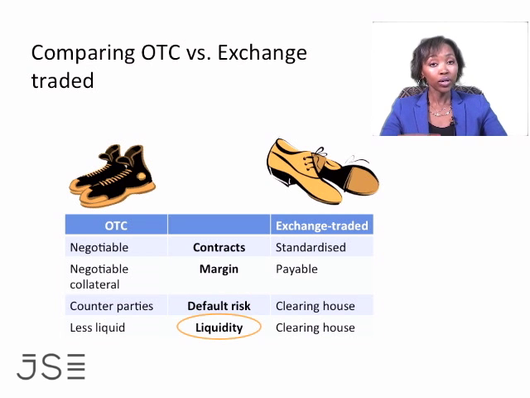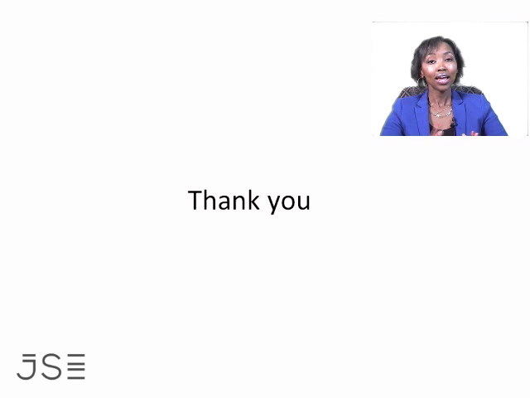In terms of liquidity, because contracts on the exchange are standardized, it's easy to trade them, so there's more liquidity via the exchange. Whereas on the OTC market, everything is so customized and tailor-made, it's harder to sell or to exit positions. So OTC markets tend to be less liquid. And that brings us to the end of that module.